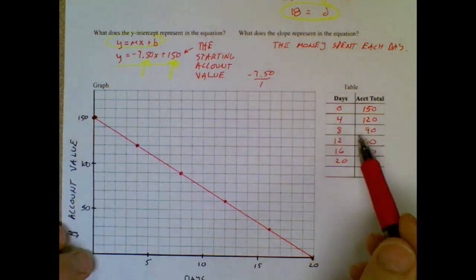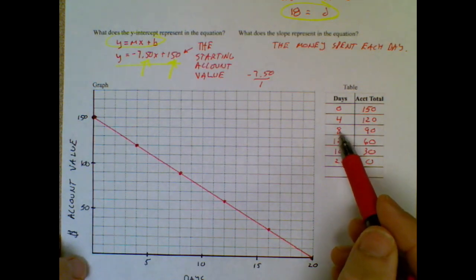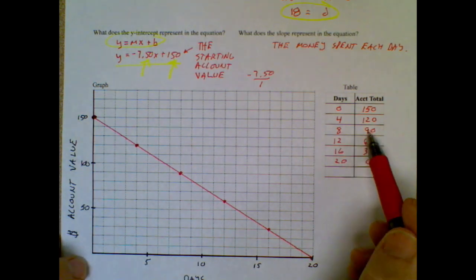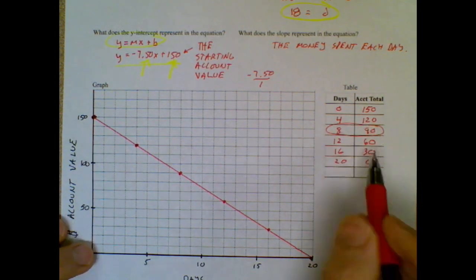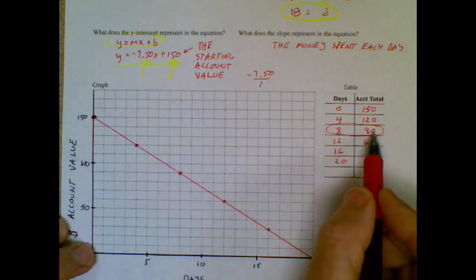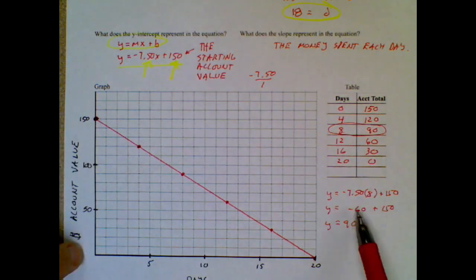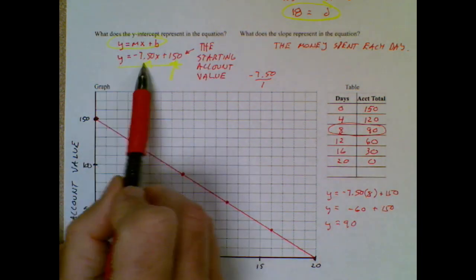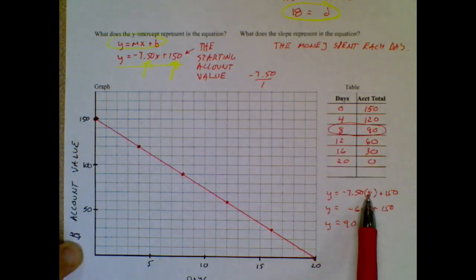It is always a possibility to create a table, and when you create a table, you can just choose any x value you want, plug it in, and see what the y value is. So for example, if I concentrate on this one, what happened is I took an 8 and plugged it in for x, and then worked it out to see what my y value would be. I've taken the time to write that out right here. I took my equation, plugged in 8 for x, or days, and then I just did the math and I got 90 for account total.